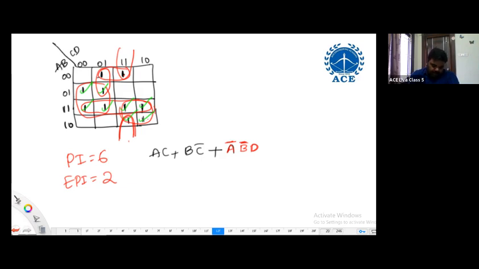The essential prime implicants is 2 only. Why do you get 3?